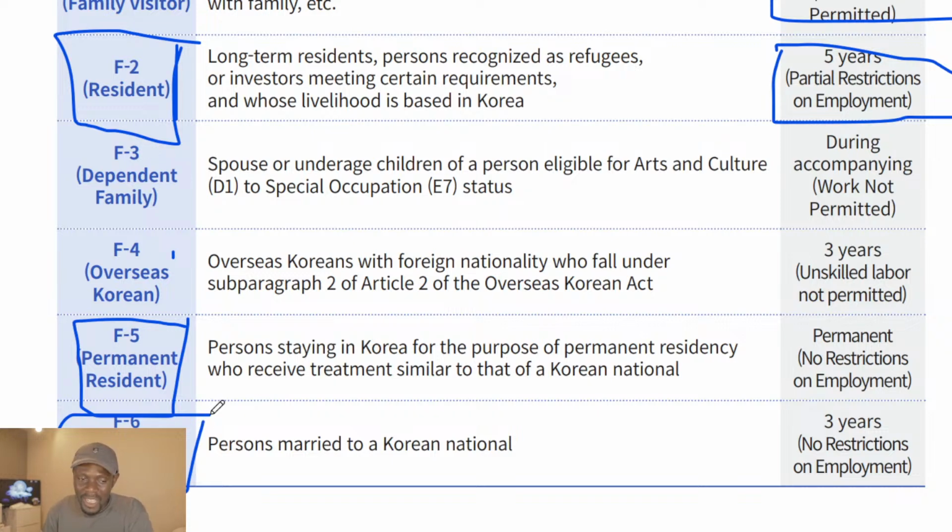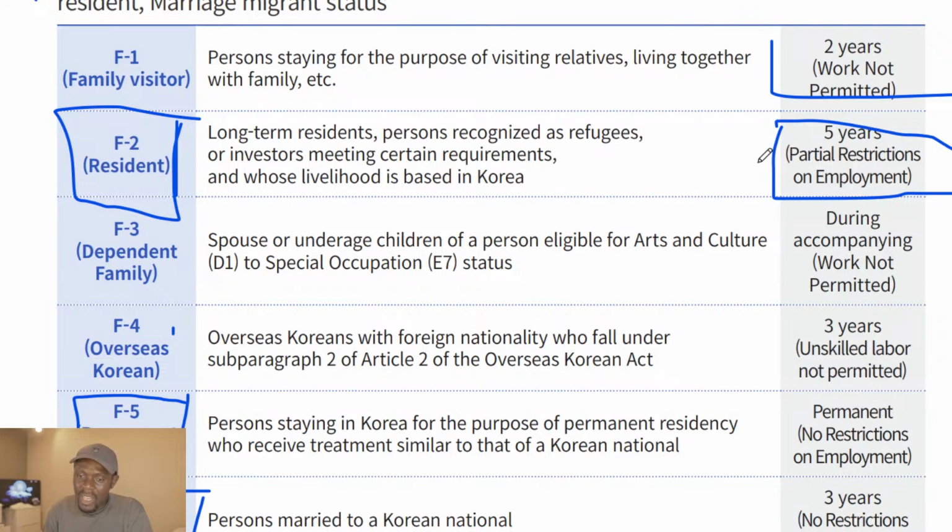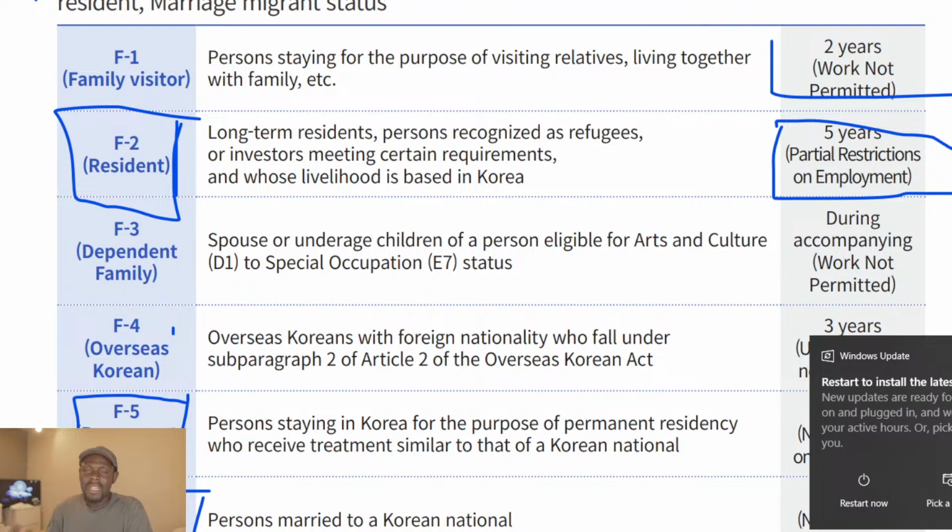All of these visas have rules. So for an F2 visa, make sure that you've stayed in South Korea for at least 2 years. So let's say you went to South Korea as a student, you did your undergraduate 4 years, or you went for a master's, did your master's for 2 years, you went for a PhD, did your PhD 3 years, graduated.